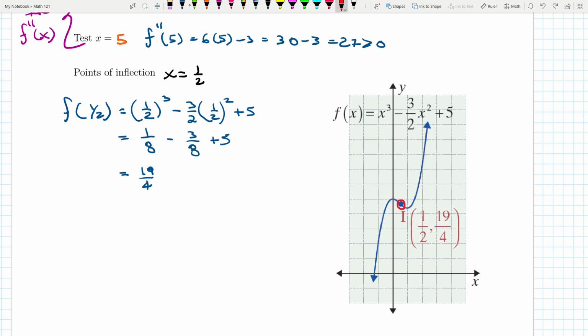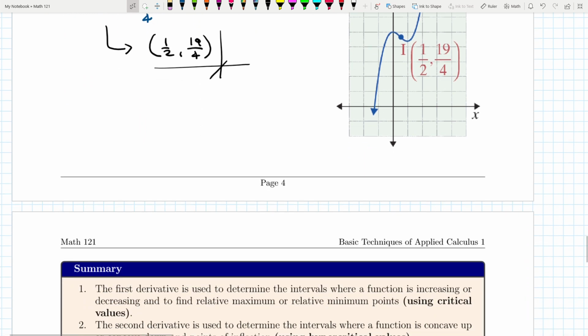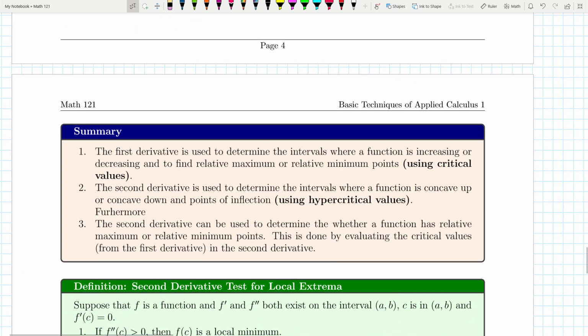Right? On the next part of the video, oh, by the way, let me express this as an ordered pair: 1/2 comma 19/4. This is one example of how we use the second derivative test to find points of inflection. All right, so there's a second use of the second derivative test. And in this case, let's make a summary of what we have done.